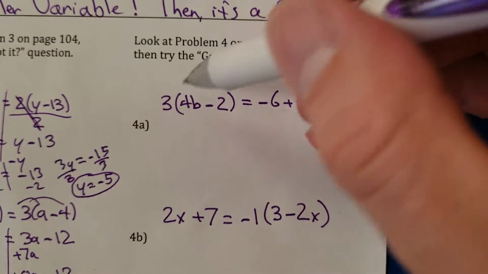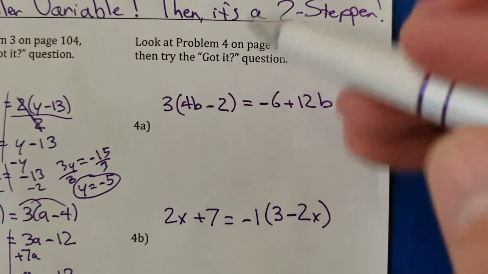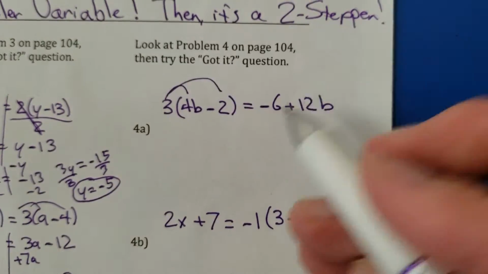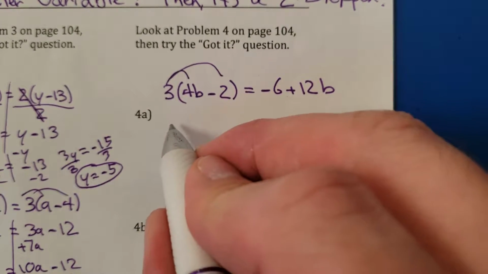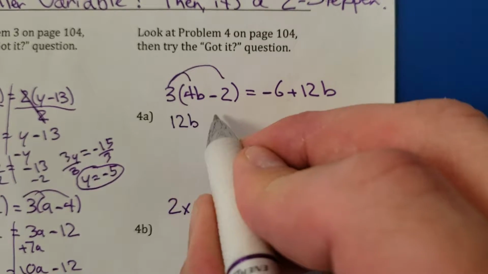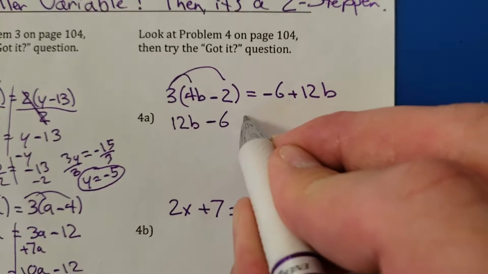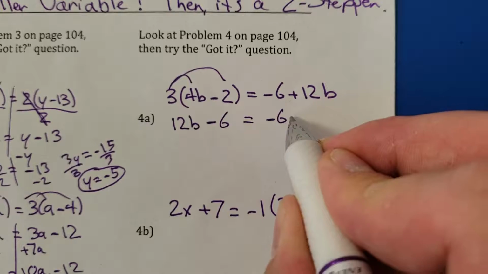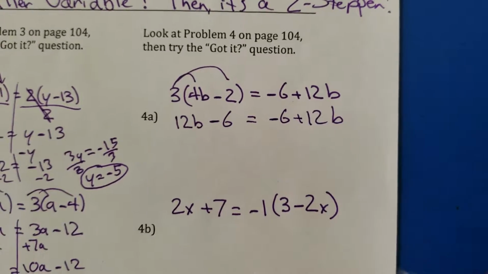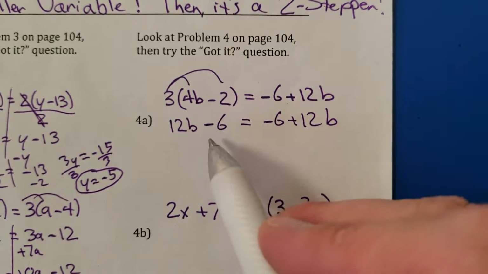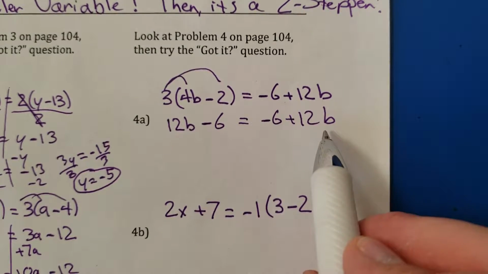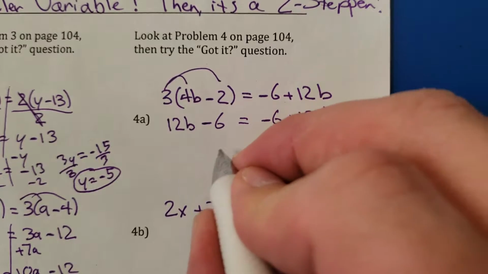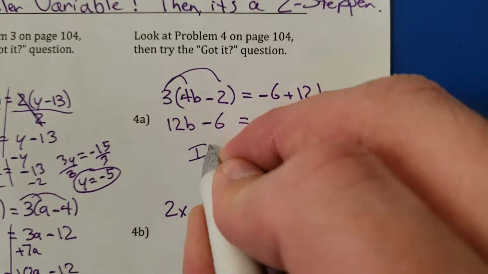So here we go. Let's do some math here. Here's the got it question, number 4. Distribute. Again, if you need to push pause and copy those down and then push play, you know how to do things. 12b minus 6 is going to equal negative 6 plus 12b. All right, so right away, it's kind of fishy. It's basically the exact same equation, so you don't even really need to solve. As soon as you see it's the same variable and the same number on both sides, I automatically know it's going to be an identity.